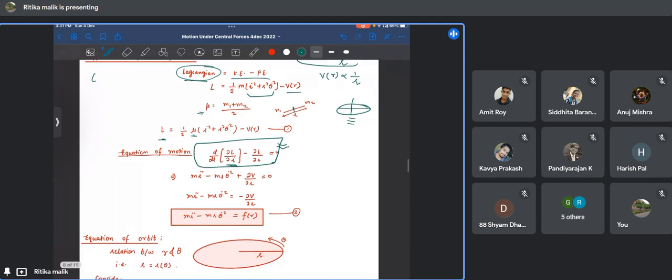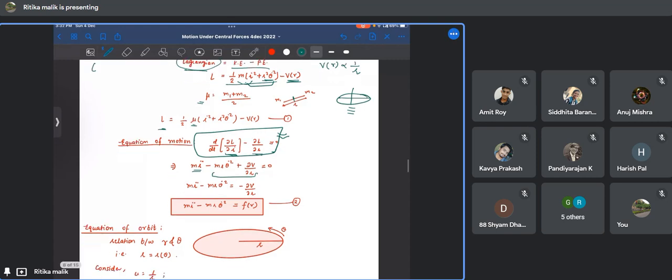So you differentiate this term with respect to r dot. Only this term will contribute, so it will become m r double dot. Then you differentiate with respect to r, this term will contribute and this term will contribute. That will give you the m r theta dot square term. And then you replace minus del V by del r by the radial force Fr. So this is your equation of motion in the central force case, where a particle is moving in a central force.